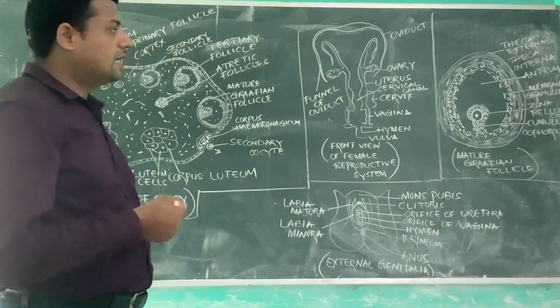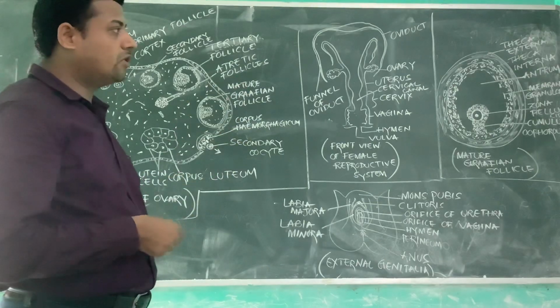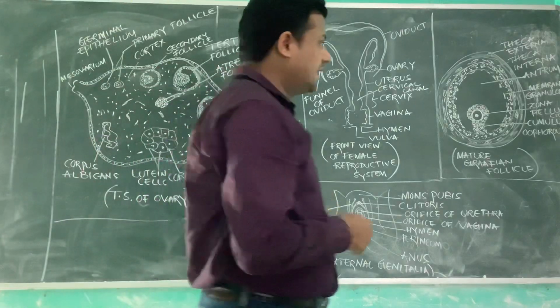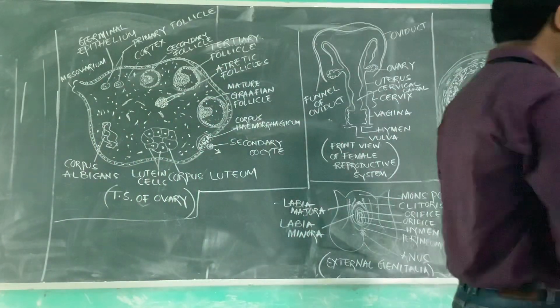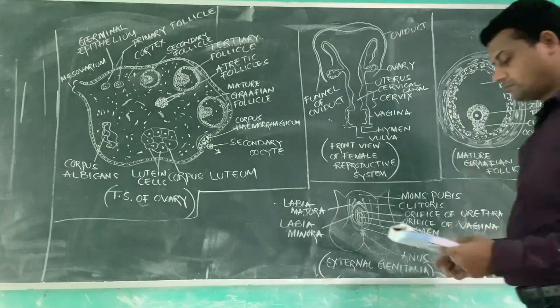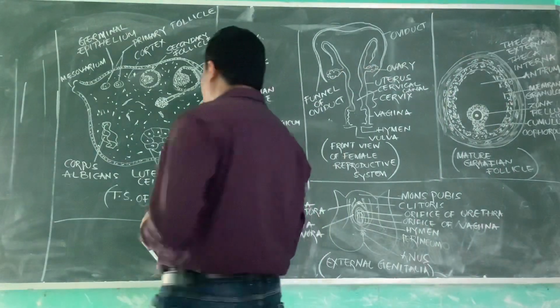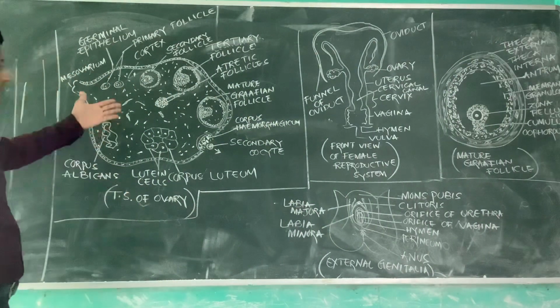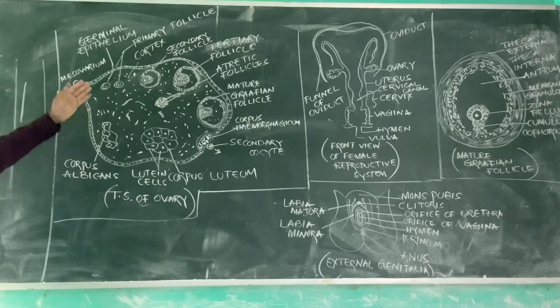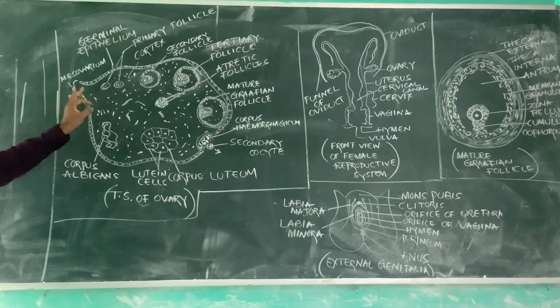Each ovary is also attached to the broad ligament of the uterus by a mesentery. Okay. Look at this picture. This is the anatomical study of the ovary. We take its transverse section. This is the TS of the ovary.